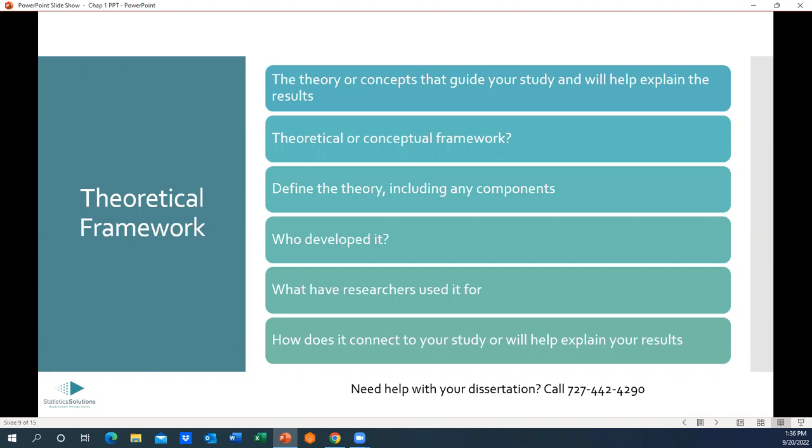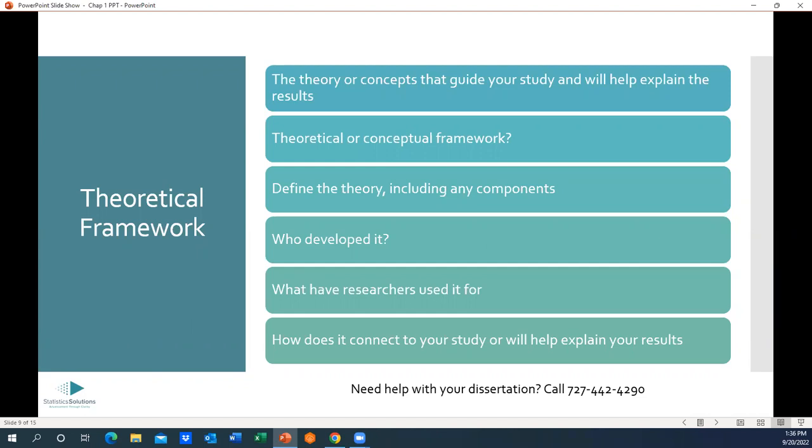And that's kind of the difference between theoretical and conceptual frameworks. If you just think of theories and concepts, that helps, right? One uses theories, one uses concepts. But the moves you make in both of these for this section are real similar.